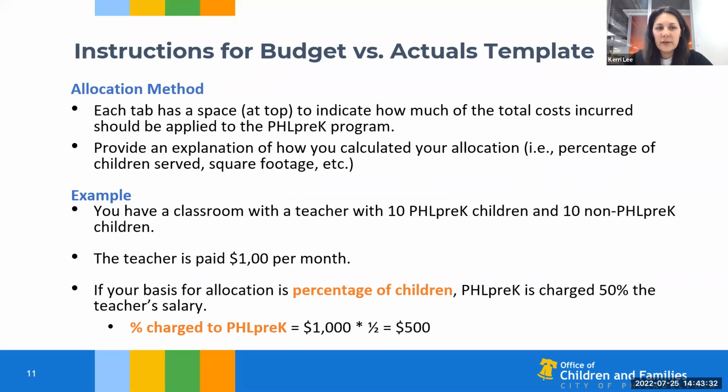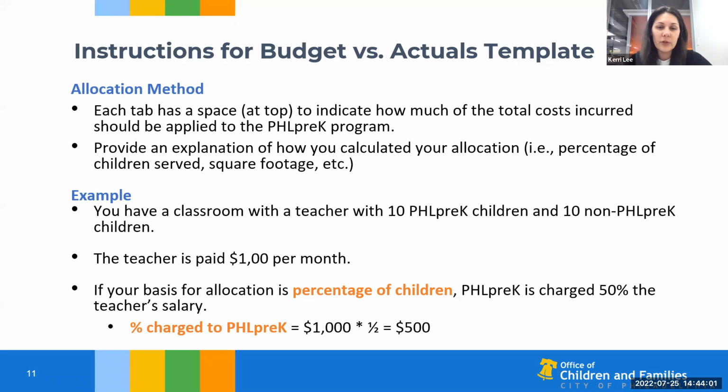It's also going to ask you for the allocation method. Each tab has a space at the top to indicate how much of the total cost incurred should be applied to PHLpreK. You're going to provide an explanation on how you calculated your allocation. Examples of that could be based on the percentage of children served, or the square footage, or anything else. Here's an example of how you might calculate based on percentage of children.